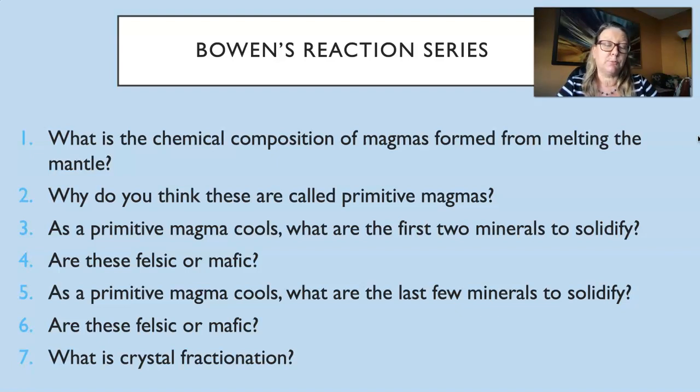Why do you think these are called primitive magmas? You might have to do a little side investigating because she doesn't tell you that answer. As a primitive magma cools, what are the first 2 minerals to solidify? Are they felsic or mafic? As a primitive magma cools, what are the last few minerals to solidify? And are these felsic or mafic?